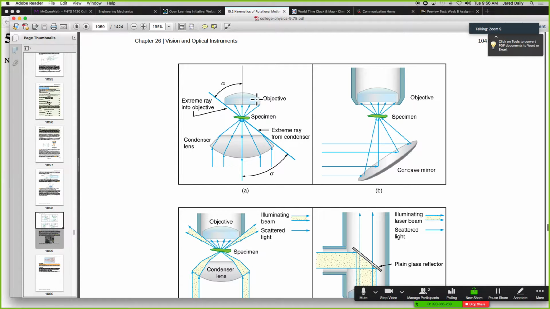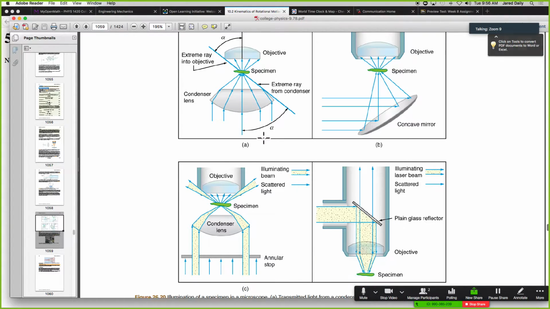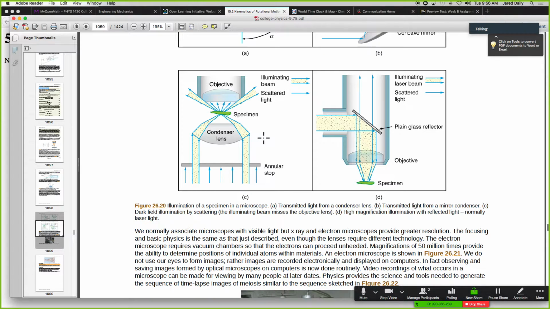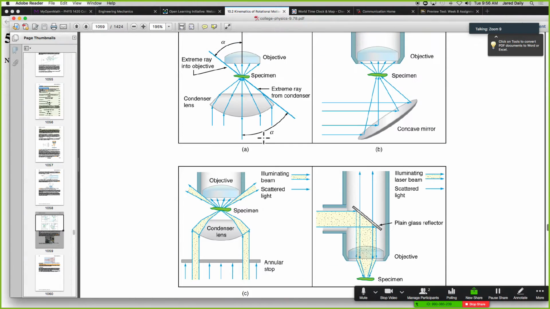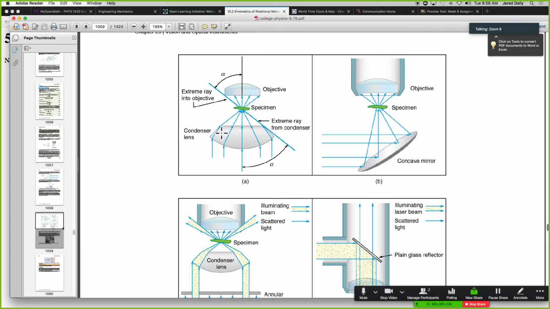So here they show a couple of different ways that you can make a microscope do what it does. This is kind of your standard microscope here, where you have your specimen in the middle. Oh yeah, that is standard. So this one down here is where the light lights up the specimen. And then you have your objective lens here, and way up at the top you'll have an eyepiece lens. That's one way that you can get light to your eye, one setup.